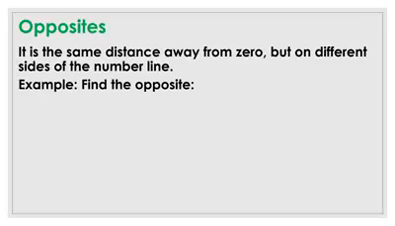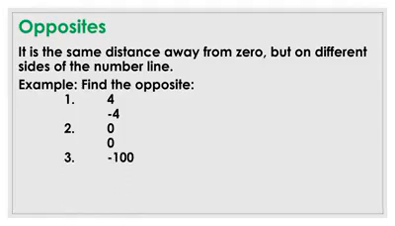So for example, we're going to find the opposite of the following numbers. You have 4. So the same distance away from 0 but on different sides of the number line is negative 4. Then 0. Of course, the opposite of 0 is 0. And then negative 100. The opposite of negative 100 is positive 100. And then the opposite of the absolute value of positive 9. So we have negative 9.